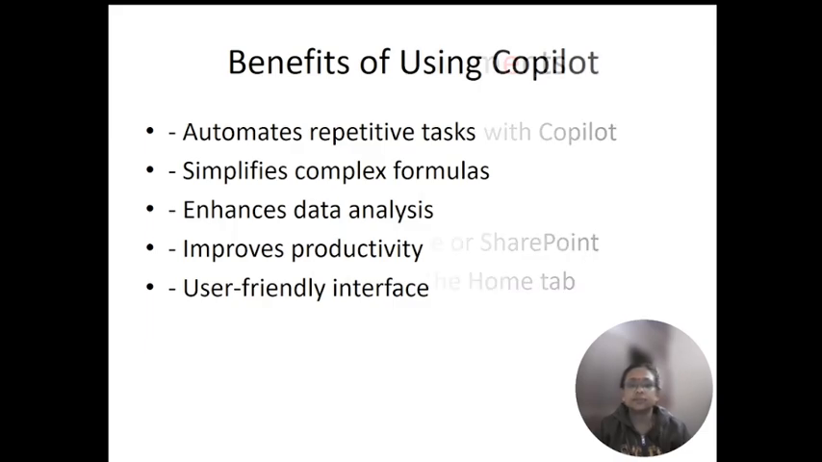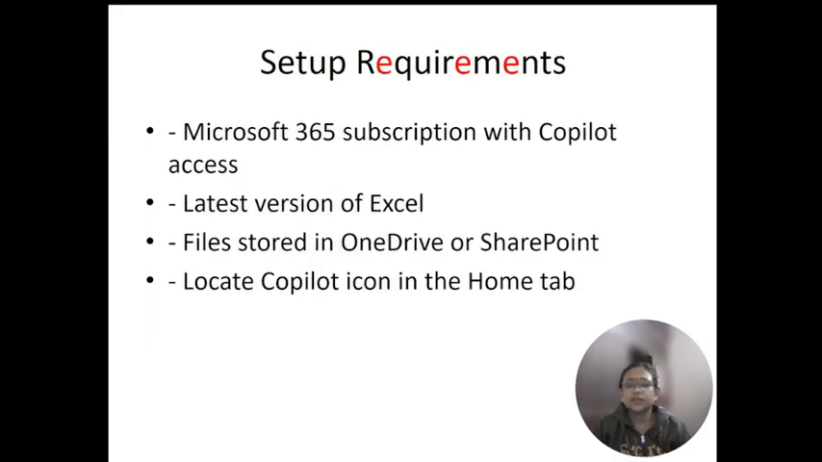So what do we need for setup and requirements? It comes with a Microsoft 365 subscription where Copilot is integrated, and the latest version of Excel. The file should be with Copilot. It is integrated everywhere. You can store it in OneDrive or locally as well, based on your configuration. And locate the Copilot icon on your home tab, and we can see it in a demo later in the session.